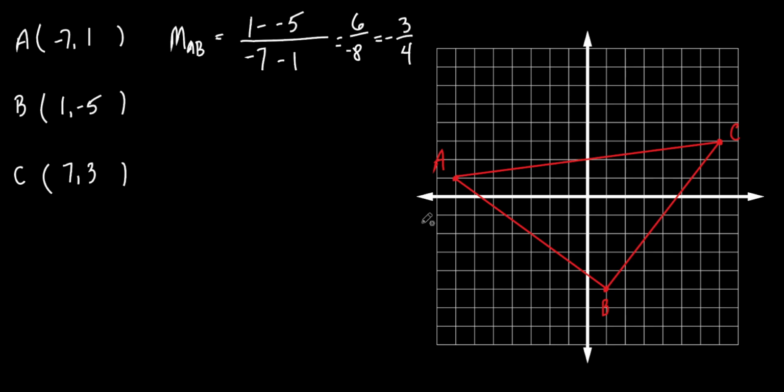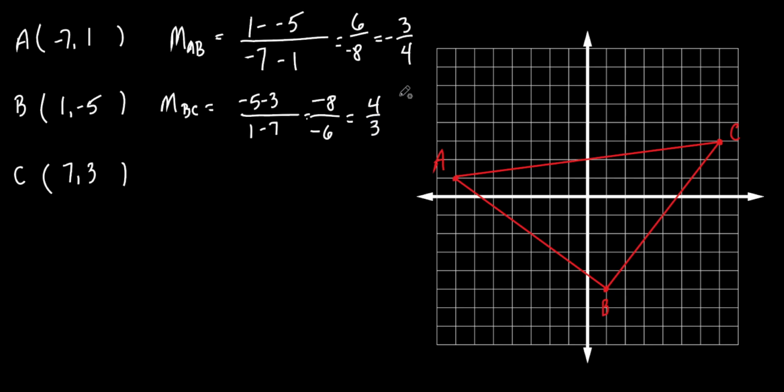Let's do the rest of them. Let's do BC. So the slope of BC. So B and C, the middle one and the third one. So let's subtract. Do the y's first. Negative 5 minus 3. And then do the x's. 1 minus 7. That's negative 8 over negative 6. So this is a positive, right? Because negative over negative. Reduce these. What do you get? 4 over 3.